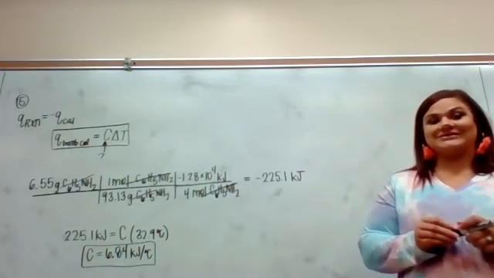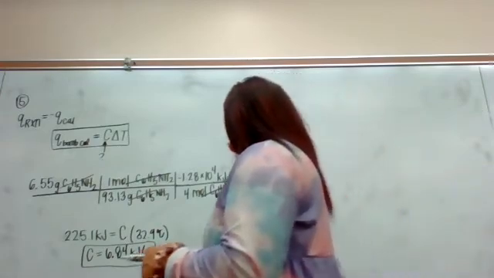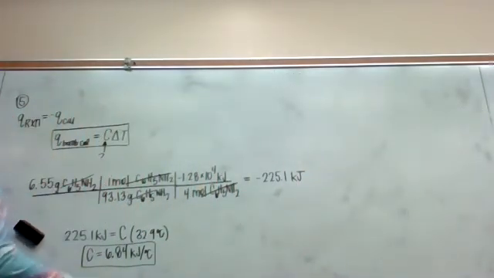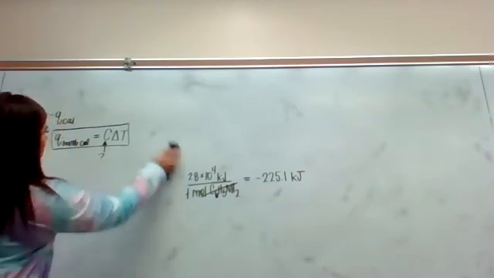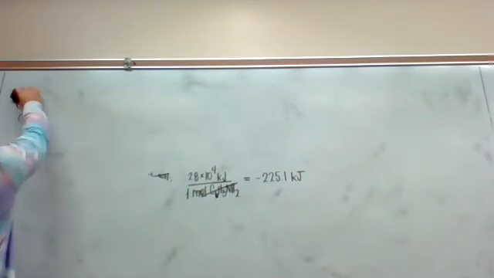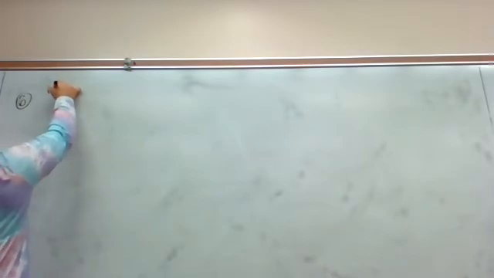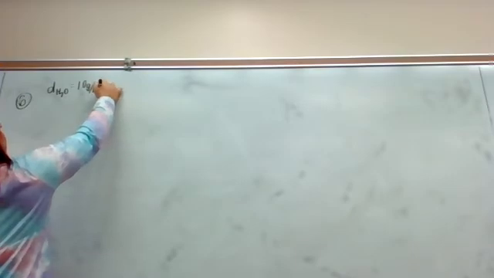All right, number 6. Number 6 is like many that you have done. You have to use the density of water. It didn't tell you the density of water, but you should commit to your memory the density of water. Density of water is 1 gram per 1 milliliter.